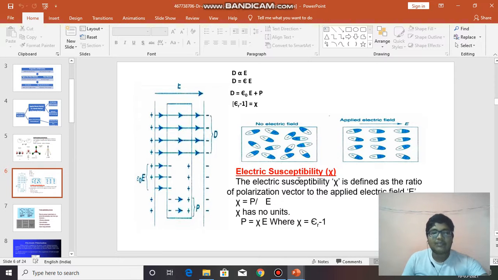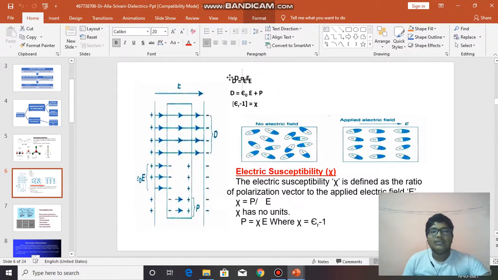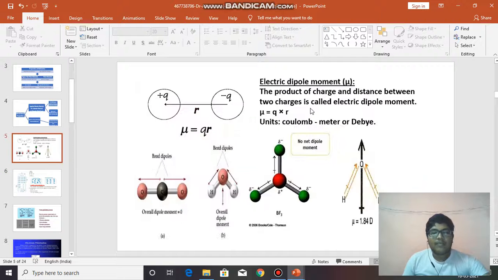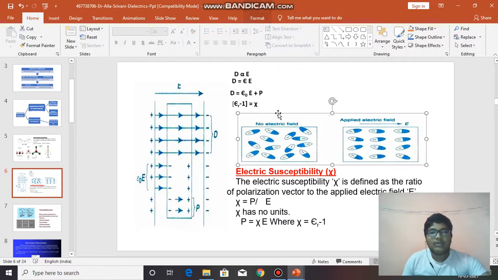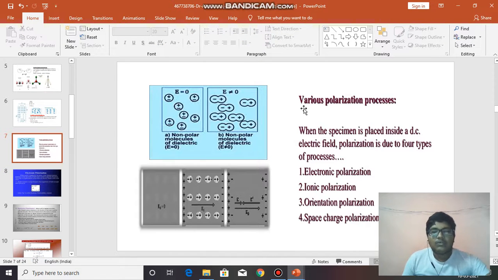And then electric susceptibility. What is meant by electric susceptibility? Electric susceptibility is defined as the ratio of the polarization vector and the applied electric field, equal to P by E. It has no units. Sorry, we missed a relation. From the above, the dielectric displacement D is directly proportional to E: D equals a constant into E. Then we go to the various polarization processes.